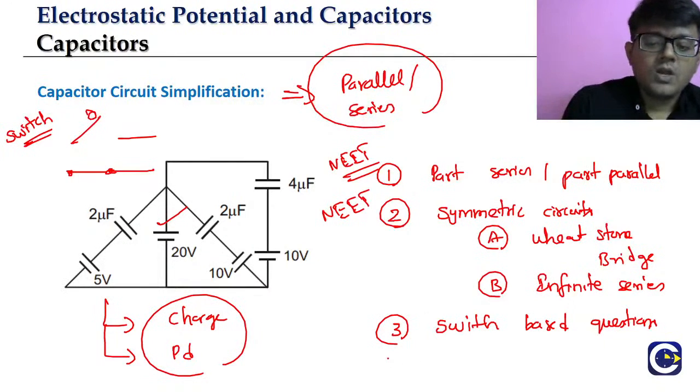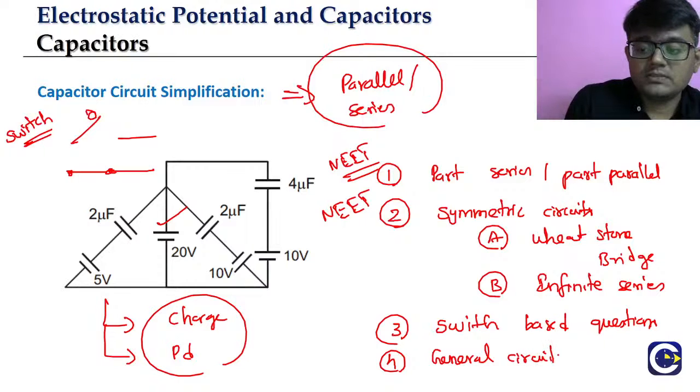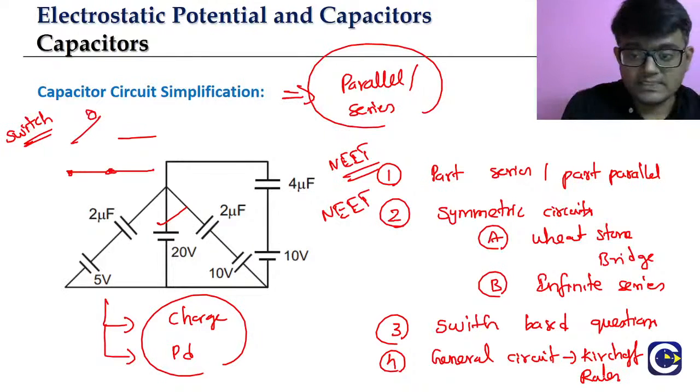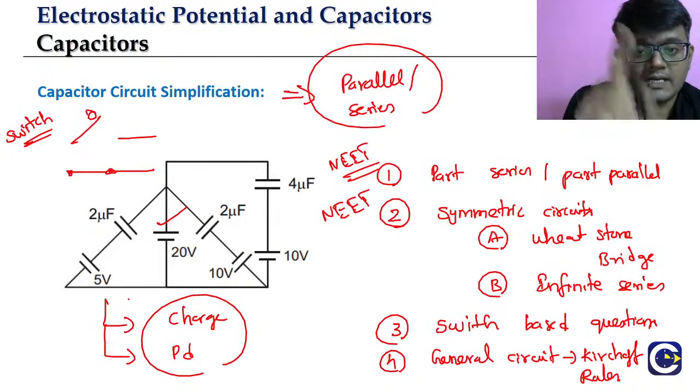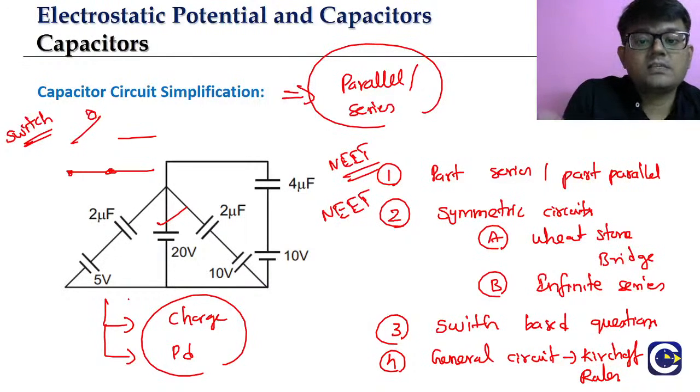Okay? The fourth model is the general circuit and solving it. To solve this, we will use Kirchhoff's rules in the case of capacitors. Again we'll talk about Kirchhoff's rules in current. There will be some difference between Kirchhoff's rules for current and Kirchhoff's rules in the case of the capacitor circuit. Okay? This is the fourth category.